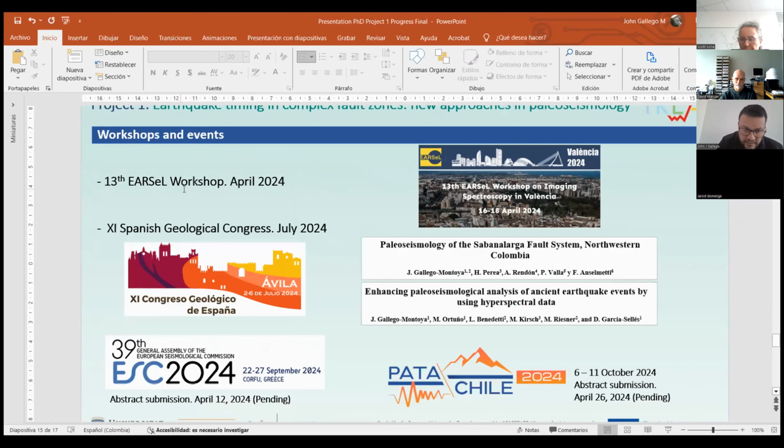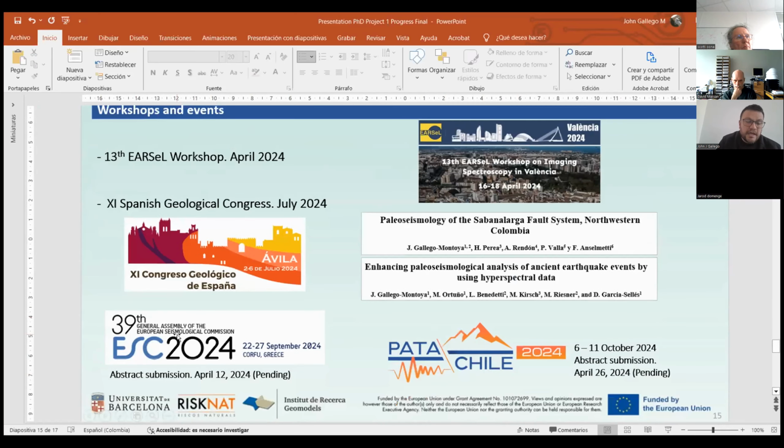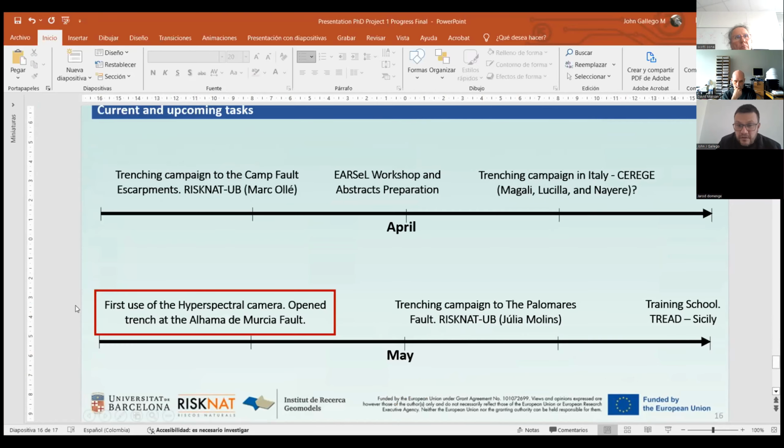In terms of the workshops and events, I'm going to attend next April a spectroscopy workshop in Valencia. We submitted two short abstracts for the Geological Congress in Spain that is going to be in July. The one about my master thesis and the second one about the research proposal of my PhD. I'm also planning to go to these two events, but I have pending what I'm going to present. So I still have time to discuss it with my supervisor.